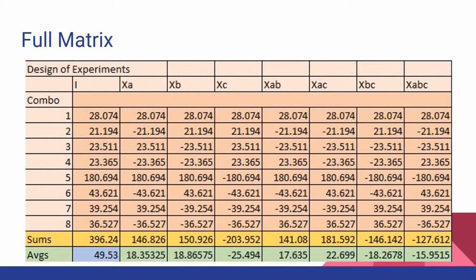Once the calculation and response matrix is created, we can move on to creating the full matrix. The full matrix just replaces the plus or minus ones with the average download speeds for each of the combinations, as you can see here. The sums on the bottom in yellow, those are our weighted sums for each combination. And below that in blue, you can see that our grand average is 49.53 seconds for our download speeds. And as you go across in green, those are our other averages.